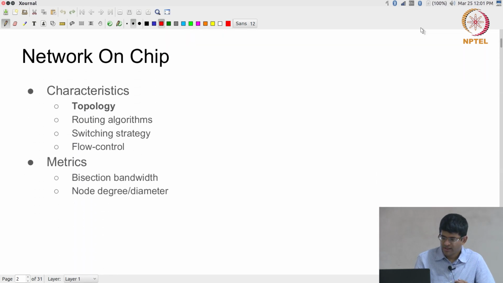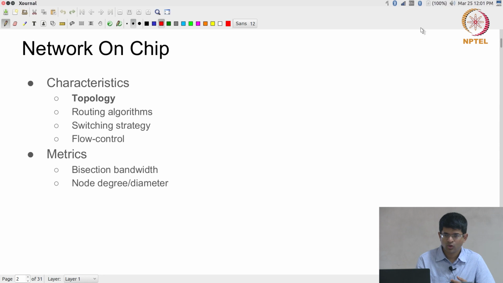What we are going to do today is go into each of these different characteristics and the metrics that we had mentioned last time, which are in some way representative, or some way that you can use in order to measure or understand the different kinds of problems that arise when using networks on chip.